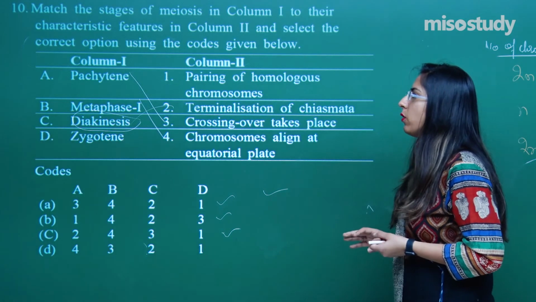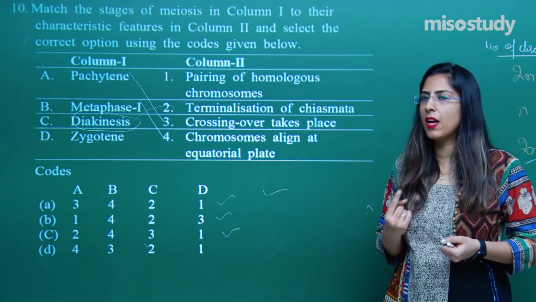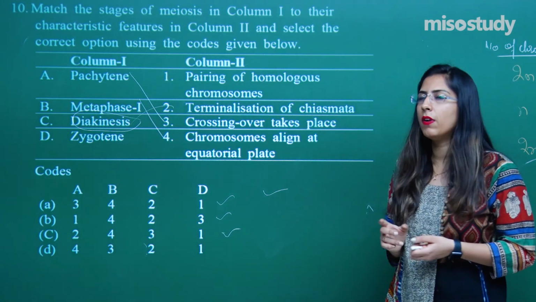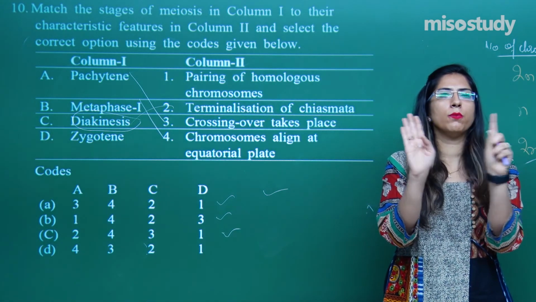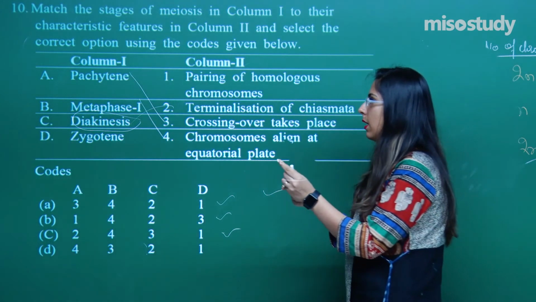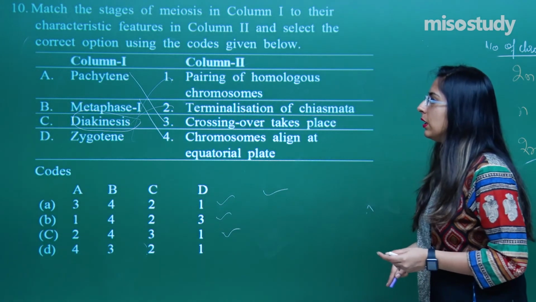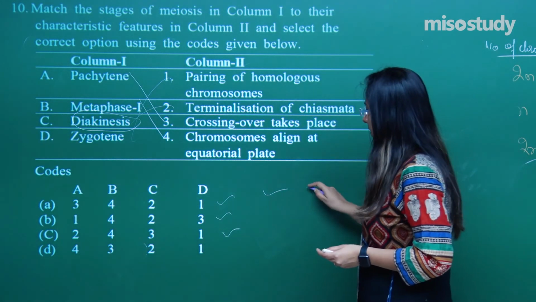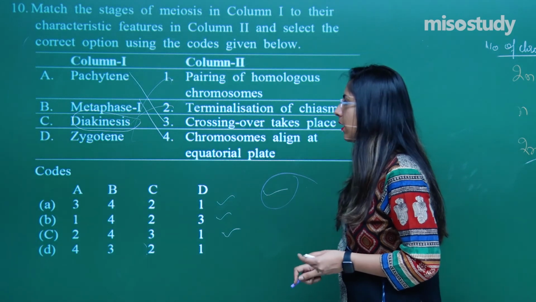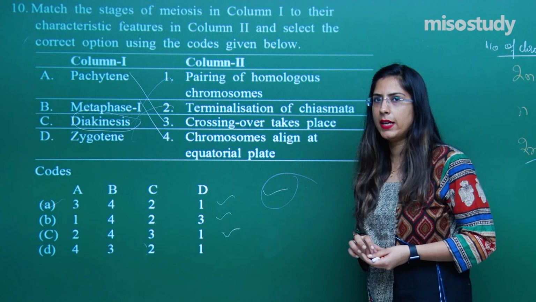For D, zygotene. First of all, in prophase we have the leptotene stage, then we have zygotene. In zygotene, the homologous chromosomes come together with one another, and the pairing of these homologous chromosomes occurs. That means for D, the first option is the correct option. So after this matching, as I have already told you, the first option is the correct one. That means for the 10th question, option A is the correct option, right?